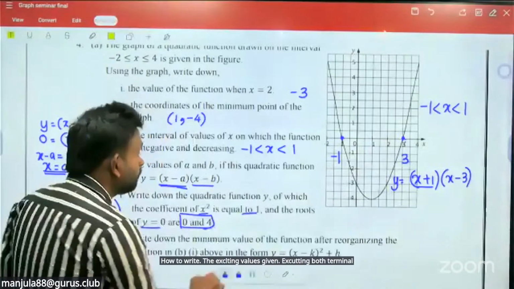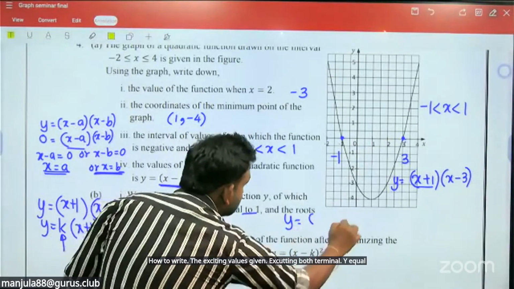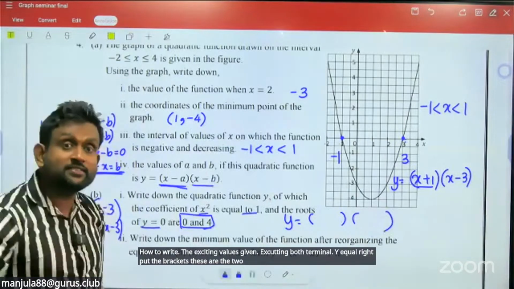How do we take it then? y equals, right, put the brackets, these are the two roots. So change the sign of the roots.